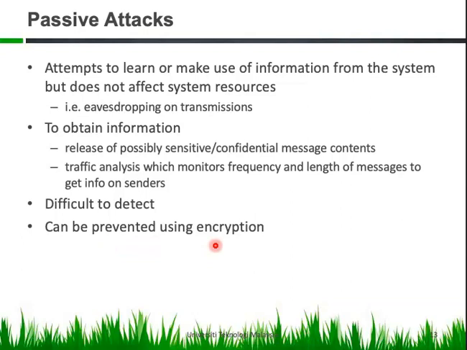Passive attacks are in the nature of eavesdropping on or monitoring of transmission. However, even with encryption protecting message contents, an opponent might still be able to observe the pattern of these messages. The attacker can determine the location and identity of communicating hosts and could observe the frequency and length of the messages to get information about the sender. Because it does not involve any modification or alteration of the data, it is difficult to detect, but it can be prevented using encryption. How we deal with passive attacks is more on prevention rather than detection.